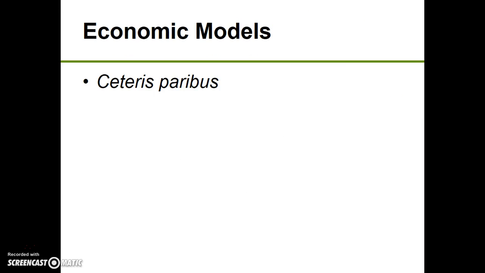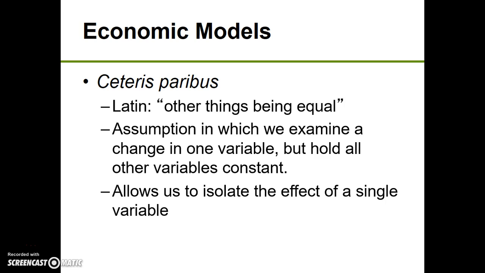It's a normative statement. Lastly, when we devise an experiment or a model to try to look at why people or things interact in the way that they do in the real world, we'll often make the assumption of ceteris paribus. This is a Latin phrase that means other things being equal. It's an assumption where we examine the change in just one variable and hold all other variables constant, and it allows us to isolate the effect of a single variable.